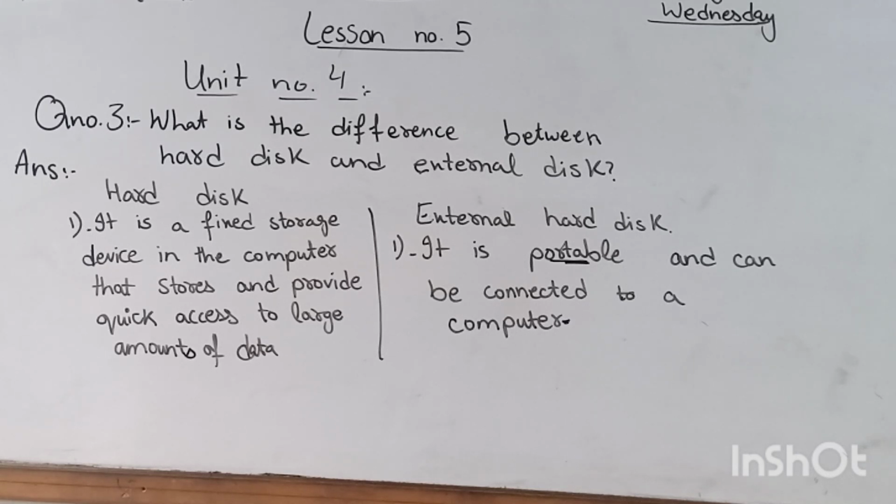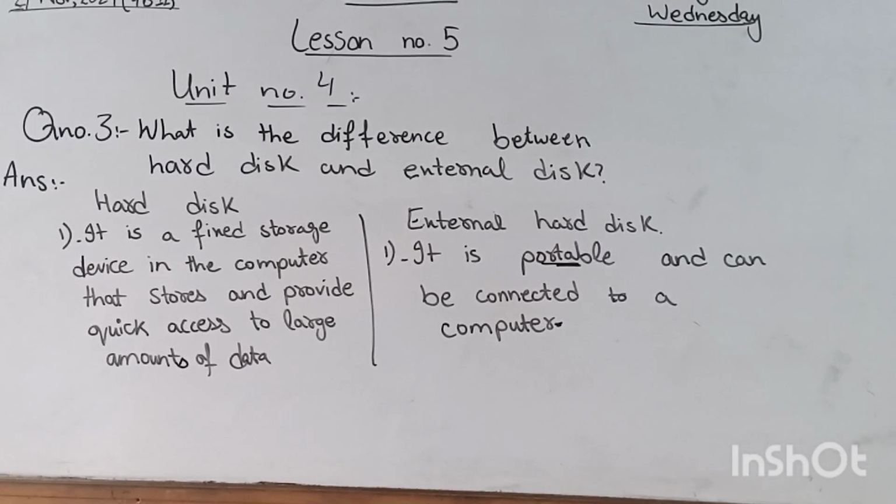And the next one is external hard disk. An external hard disk is portable and can be connected to our computer. It can be removed from one computer and connected to any other computer. So this is the difference between hard disk and external hard disk. Also, I will share examples and pictures of both of these disks.